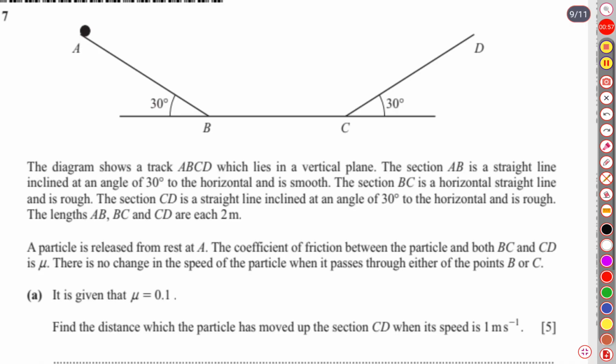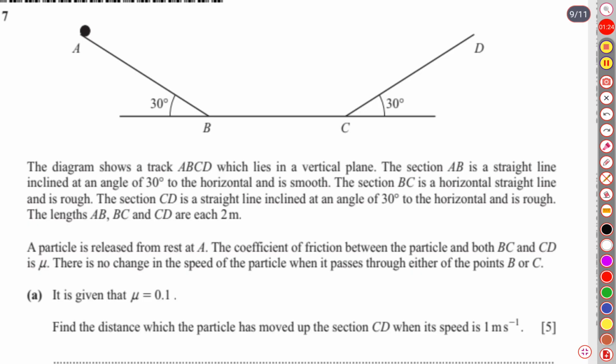A particle is released from rest at A. The coefficient of friction between the particle and both BC and CD is mu. There is no change in the speed of the particle when it passes through either of the points B or C. It is given that mu is equal to 0.1. Find the distance which the particle has moved up the section CD when its speed is 1 meter per second.